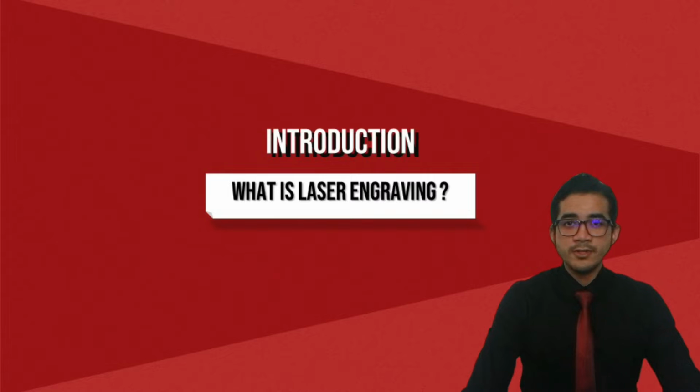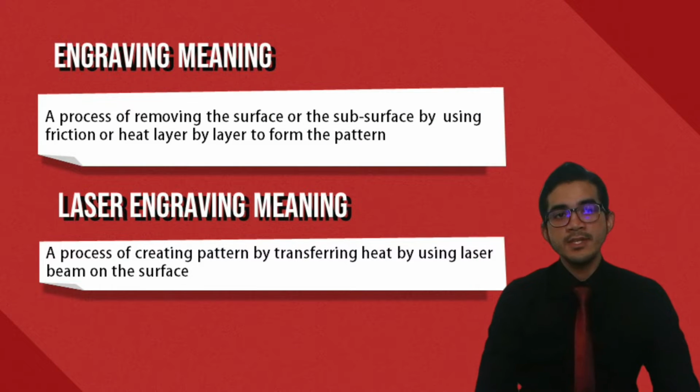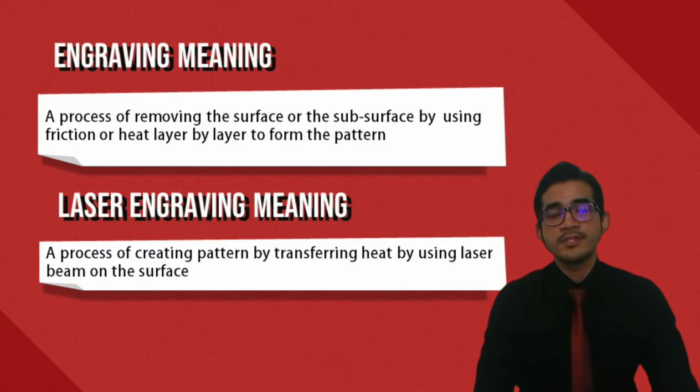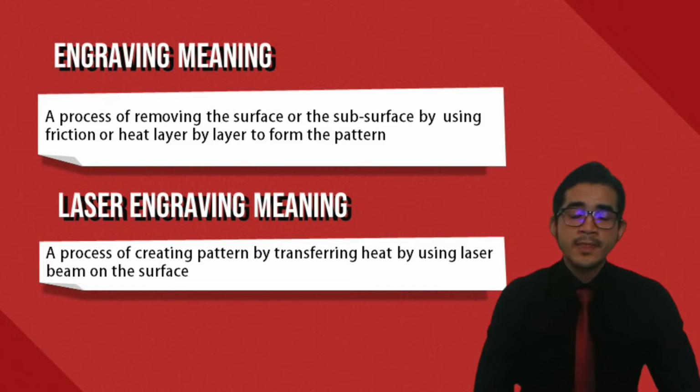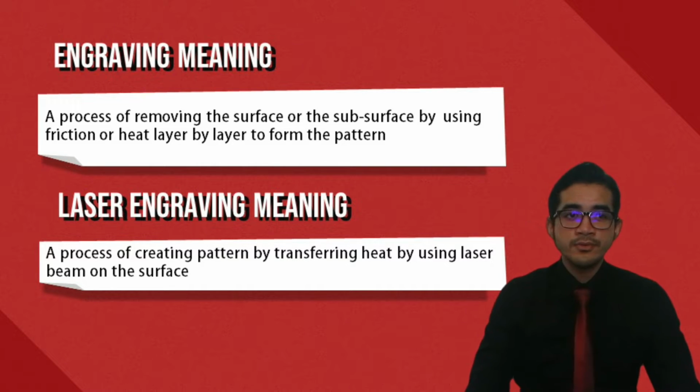So, the introduction. What is the meaning of laser engraving? Engraving is a process of removing the surface of the subsurface by using friction or heat, layer by layer, to form the pattern. And laser engraving is a process of creating a pattern by transferring heat using a laser beam on the surface.